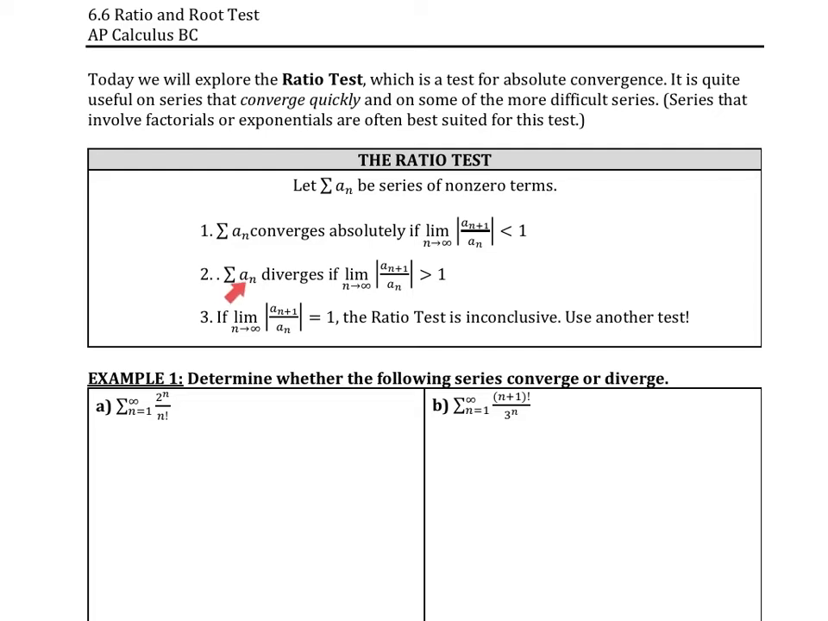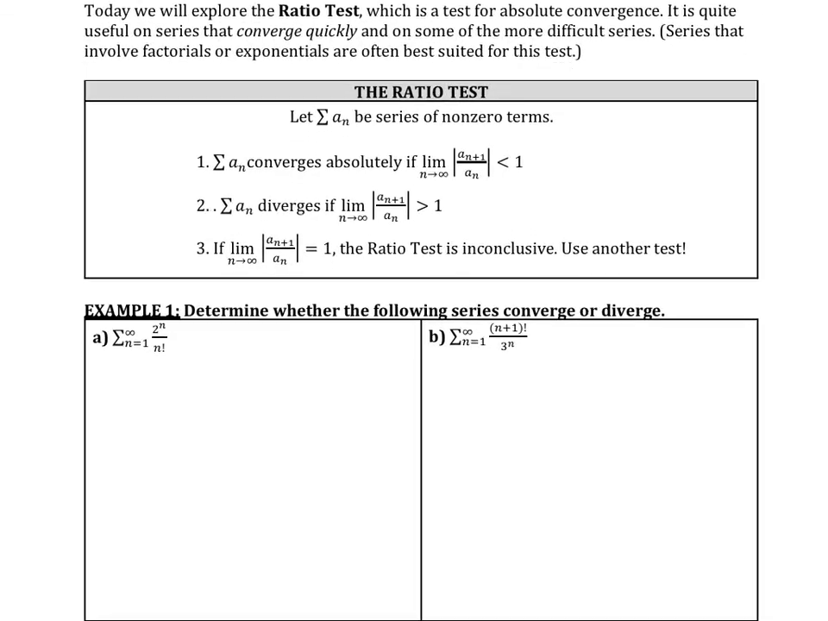But if that limit as n approaches infinity of a sub n plus 1 over a sub n is greater than 1, then the series diverges. But the test is what we call inconclusive if we show that it equals 1. What that means is that we just need to use a different test. The ratio test wasn't the right test. It doesn't mean it doesn't converge or doesn't diverge. It just means we need to do something else to figure it out. So let's look at some examples.